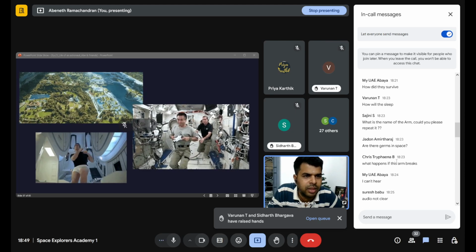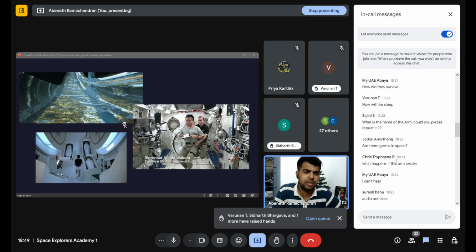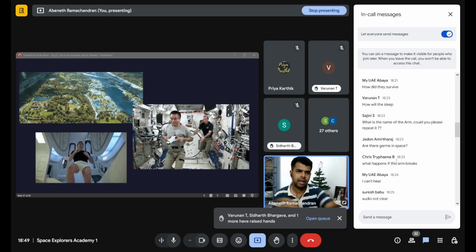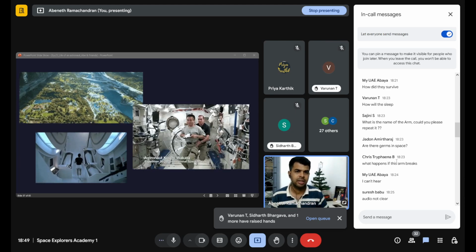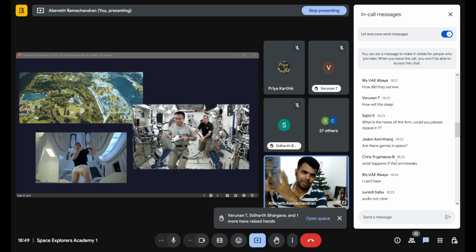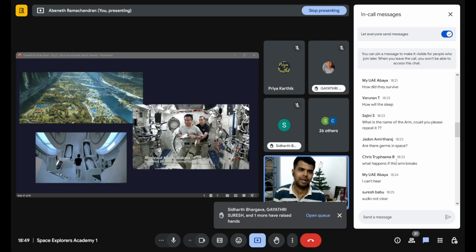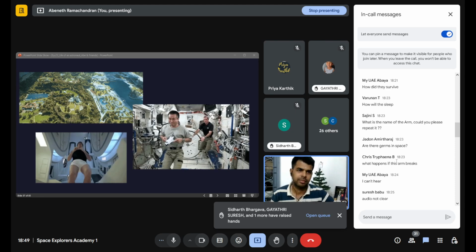What is the name of the arm? Could you please repeat it? It's called Canadarm. The arm that is used for connecting the astronaut to the International Space Station is called Canadarm. The country Canada made it, so they named the object Canadarm.